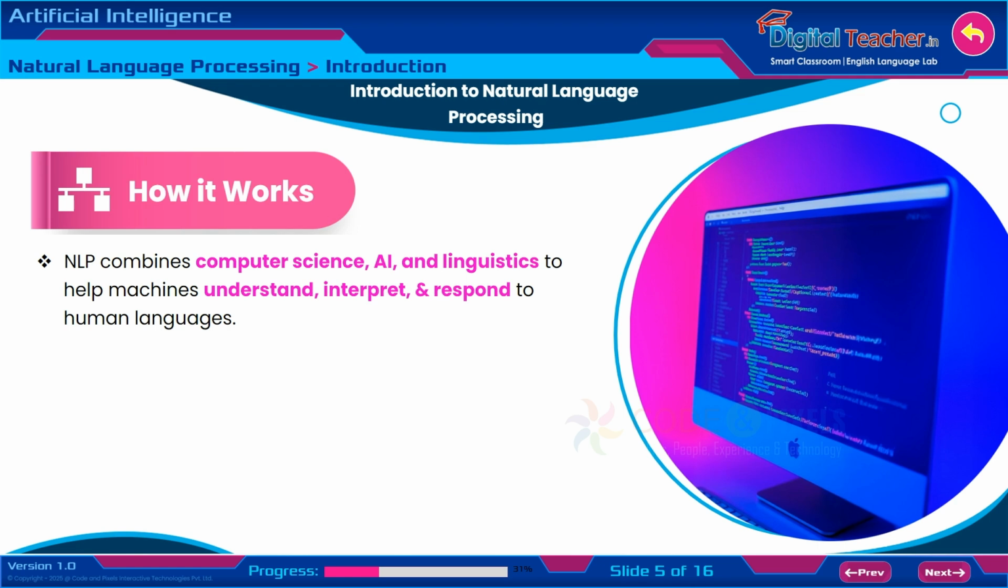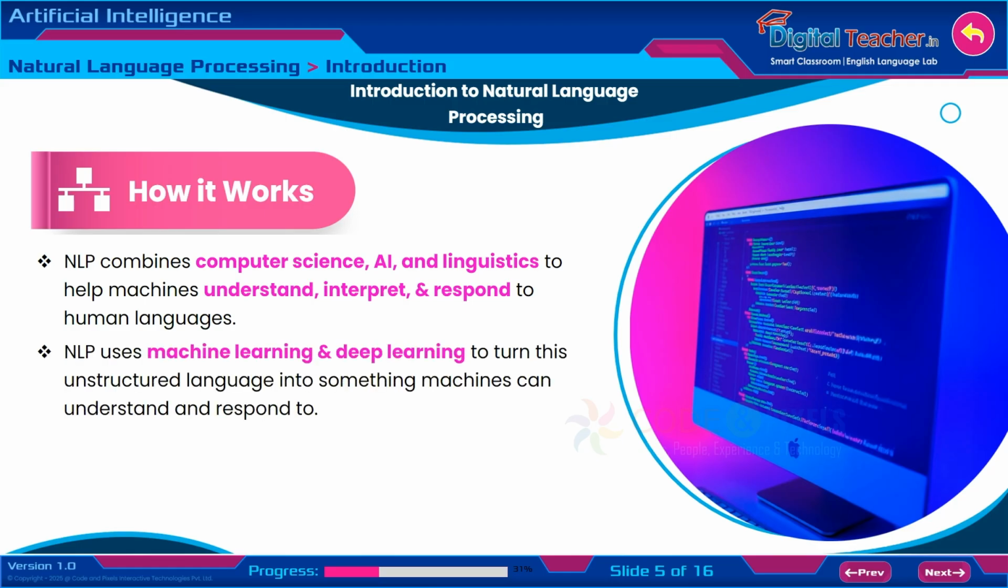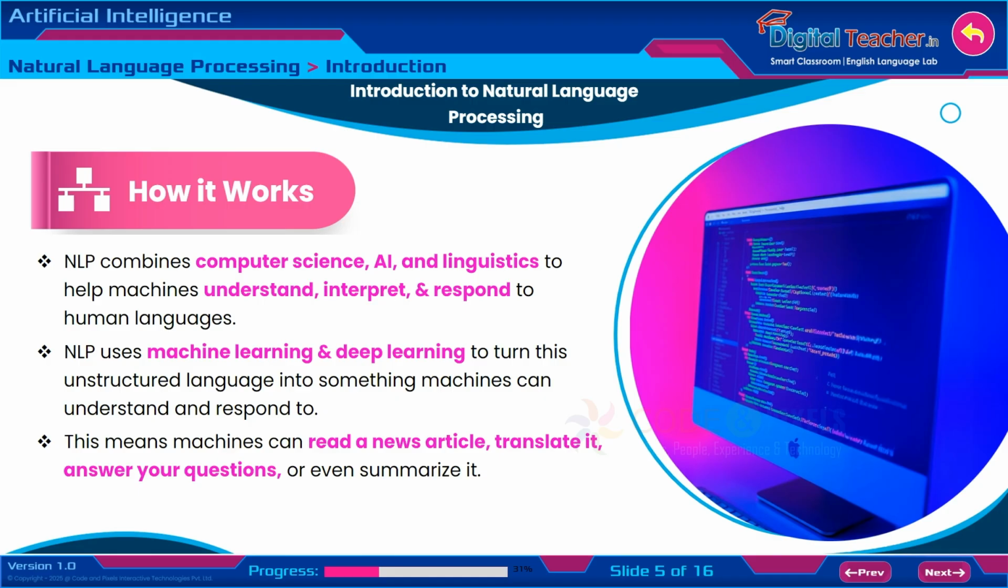NLP combines computer science, AI, and linguistics to help machines understand, interpret, and respond to human languages. NLP uses machine learning and deep learning to turn this unstructured language into something machines can understand and respond to. This means machines can read a news article, translate it, answer your questions, or even summarize it.